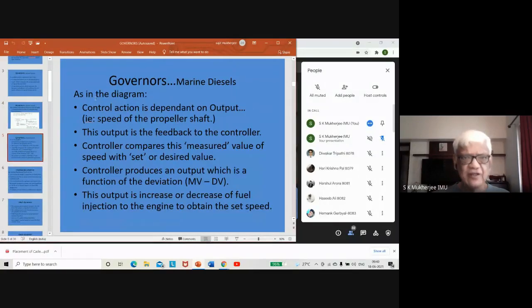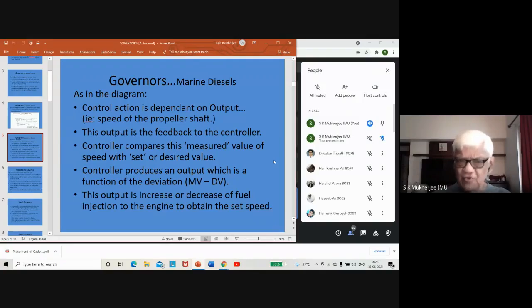Let's move on. As in the diagram, control action is dependent on output. That means the speed of the propeller shaft. This output is the feedback to the controller. Here, controller is the same thing as governor. The controller compares the measured value of the speed with the set or desired value. That means what is the value coming from the propeller shaft and what the engineer wants. So it gets two values.